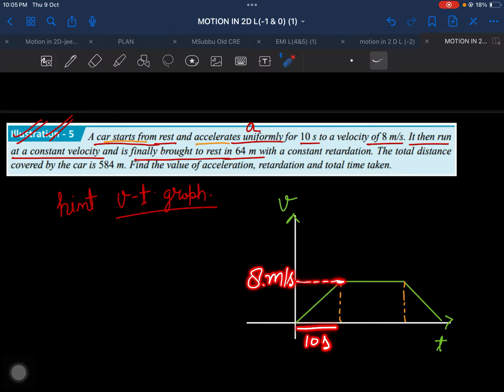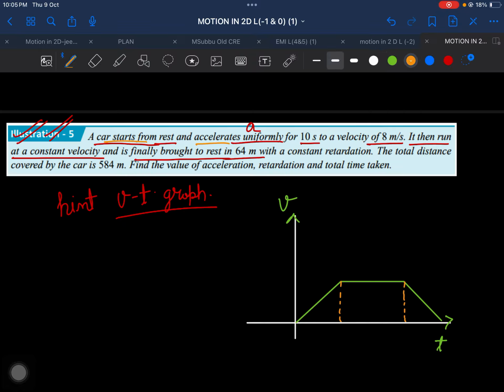Then it runs at a constant velocity, so this constant velocity continues. And finally it is brought to rest here in 64 meter with a constant retardation. Means this is given to be 64 meter, whatever distance has been covered here during retardation. The total distance covered by the car is 584.